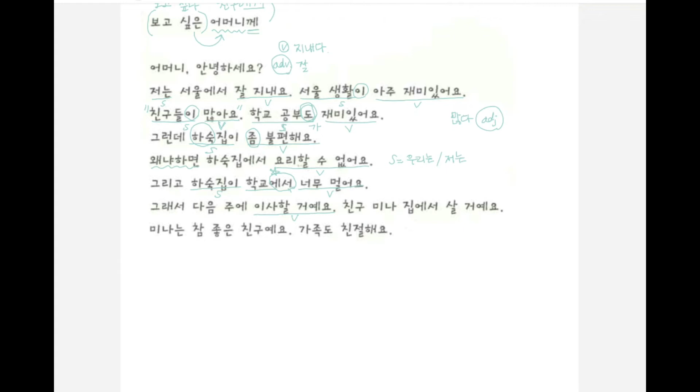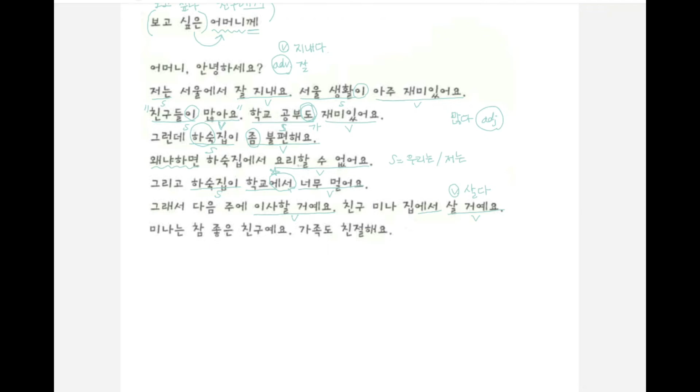친구 미나 집에서 살 거예요. Again, no subject, but we already know the hidden subject will be I. 자, 살 거예요. Okay, future tense. 자, what is the base form? 자, 살다입니다. To live. Okay, 살다. So I will live at my friend Mina's house.